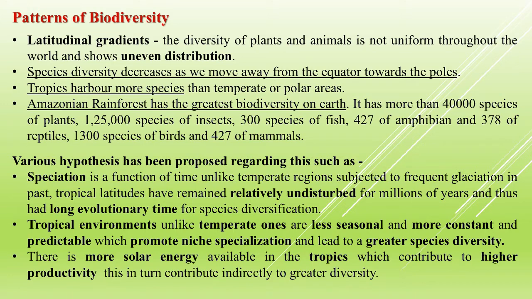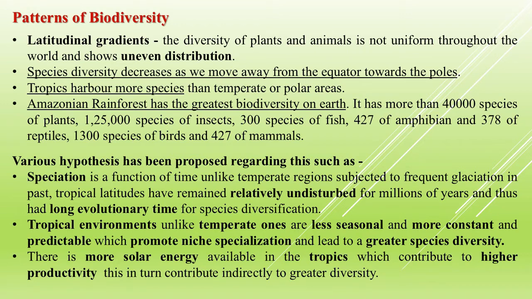Millions of years are needed for the formation of new species, and the area should be undisturbed. The tropical region is less disturbed and there is no glaciation, whereas in the temperate region, frequent glaciations occurred in the past. So the undisturbed region is one of the reasons for the diversification of organisms in the tropical region.